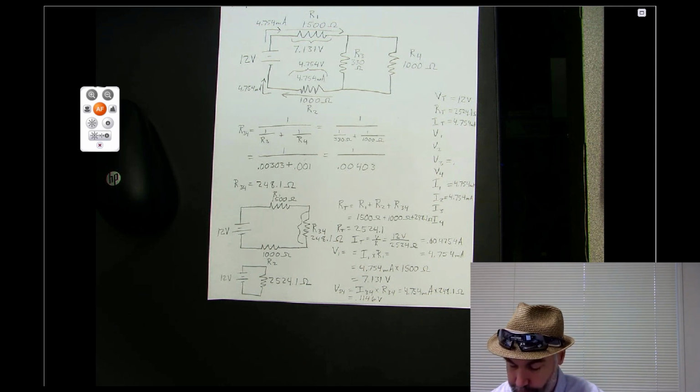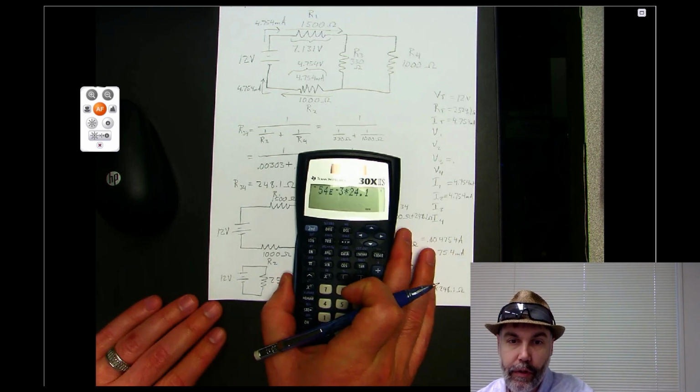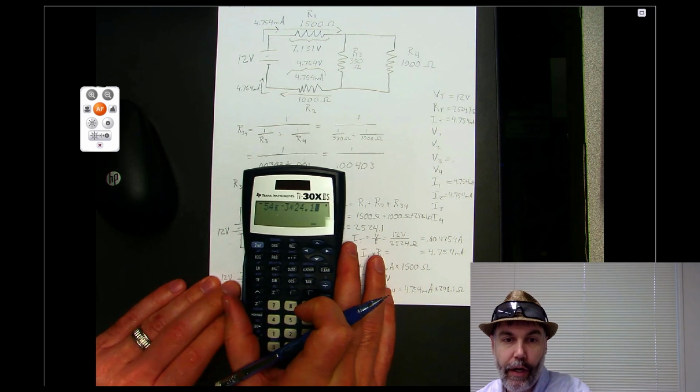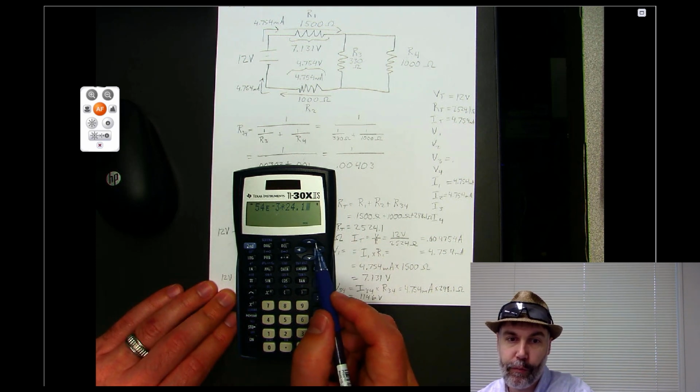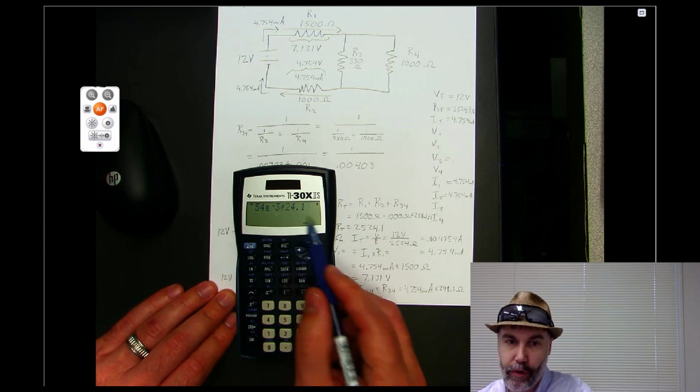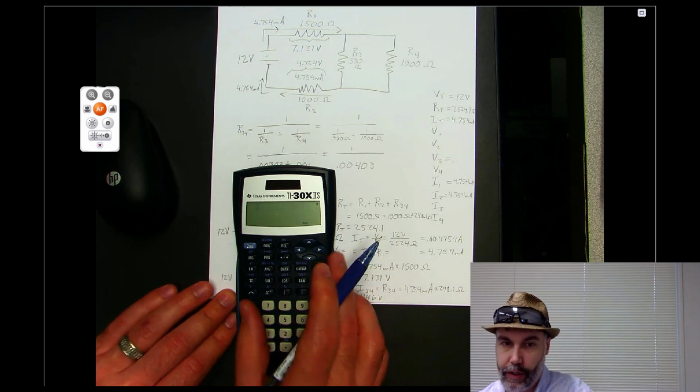Oh, yeah, sorry, I screwed that up. That looked a little bit low. When I typed that into the calculator, I meant to type 248, but I typed in 24. I missed that. So let me do that again.